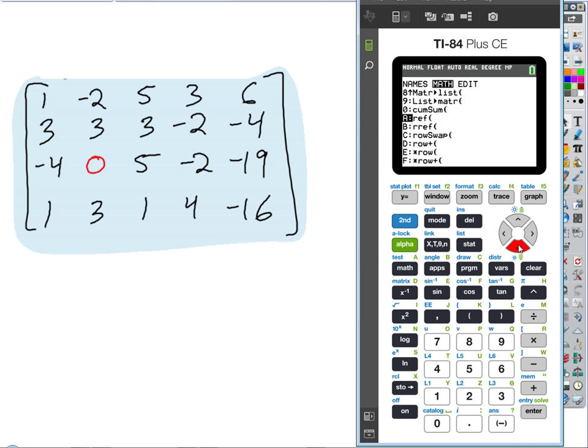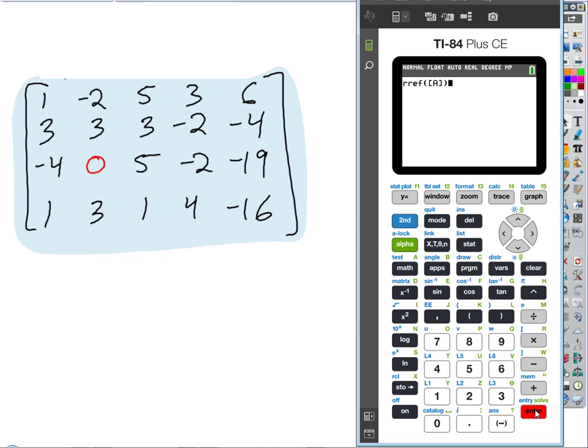RREF. What that really stands for is reduced row echelon form. So what we want to do is put this into the form of a solution. We're going to choose B, and then we do reduced row echelon form to matrix A. So then we go second matrix A, close the parentheses. Now I hit enter, and that's what it does.